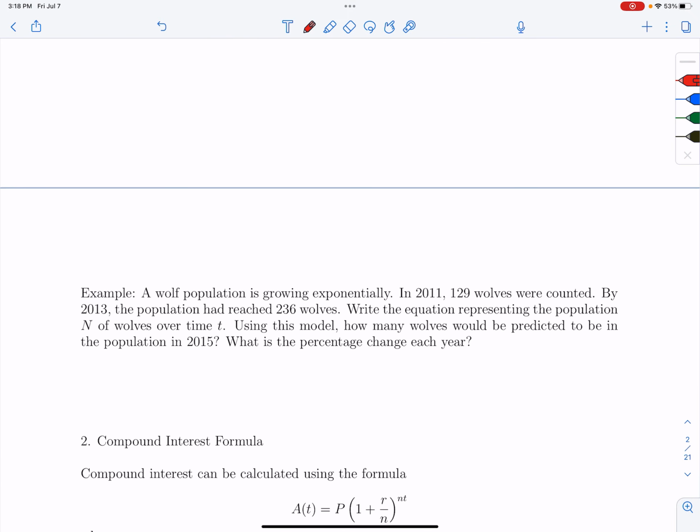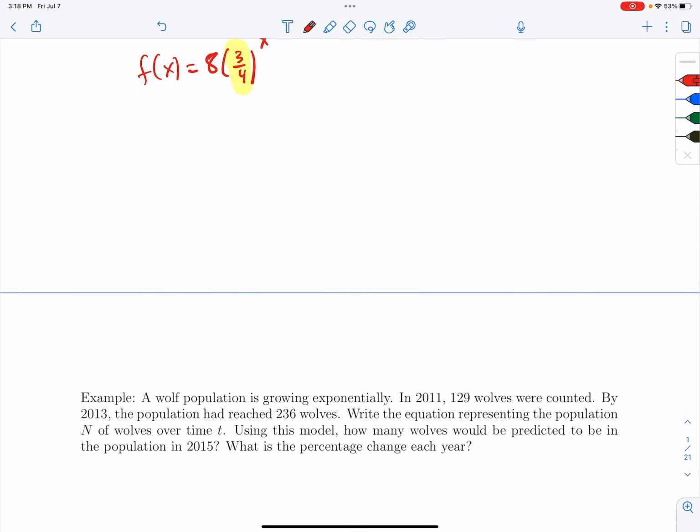All right, let's look at another example. It says a wolf population is growing exponentially. In 2011, 129 wolves were counted. By 2013, the population had reached 236. So we have two times and the number of wolves here. It says, write the equation representing the population n of wolves over time t. Using this model, how many wolves would be predicted to be in the population in 2015? What's the percentage change each year? So two questions.